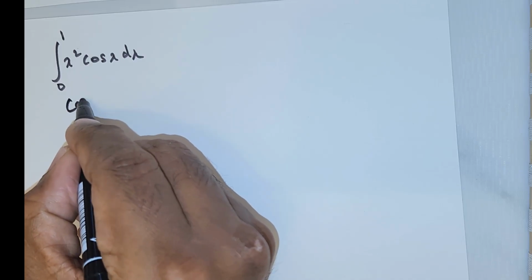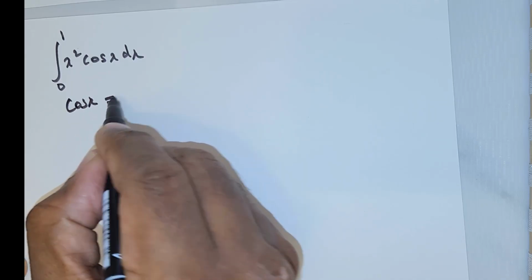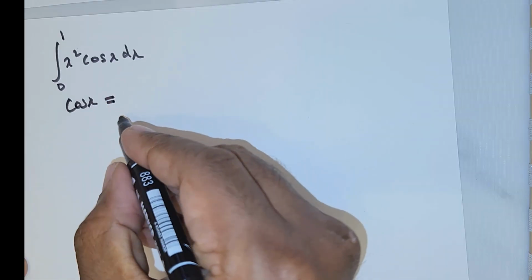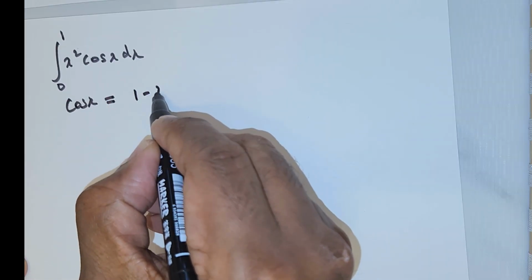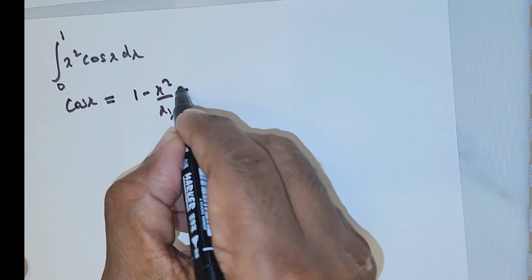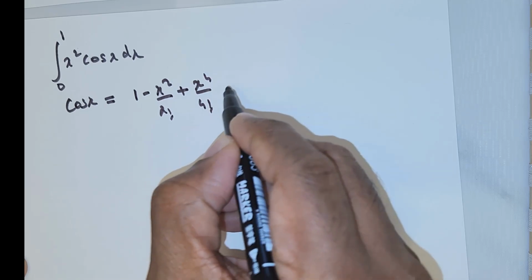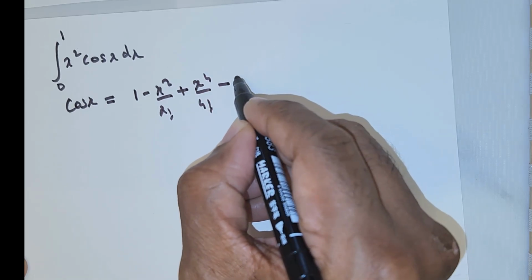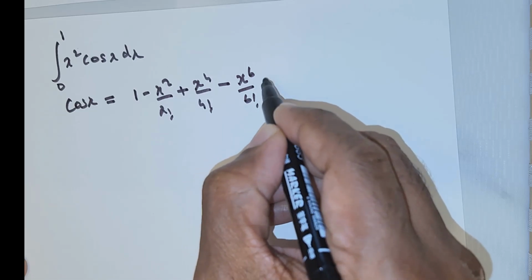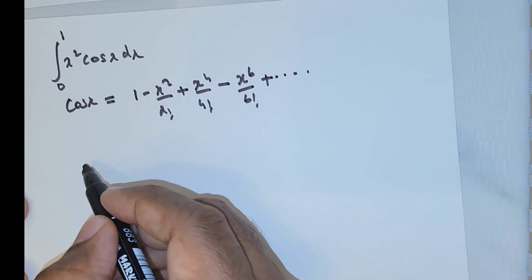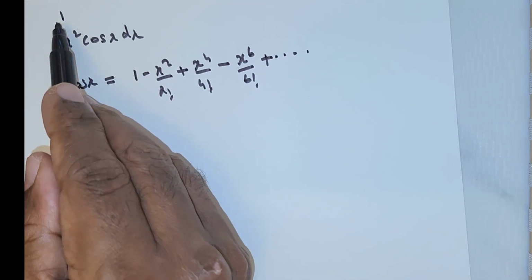So let's start the question by writing the series expansion for cos x, which is 1 negative x squared over 2 factorial, positive x to the power of 4 over 4 factorial, negative x to the power of 6 over 6 factorial, positive, etc.